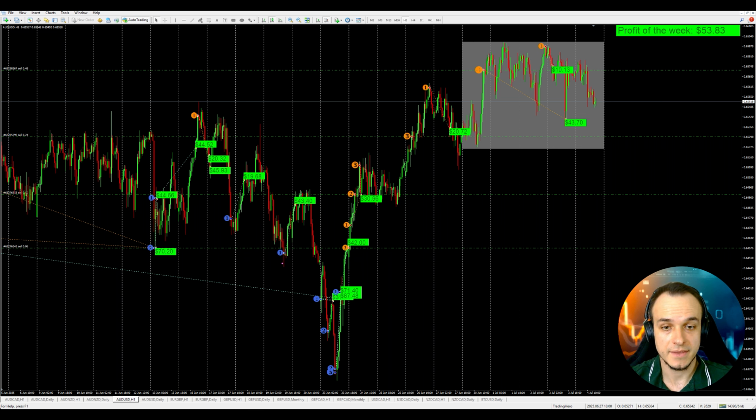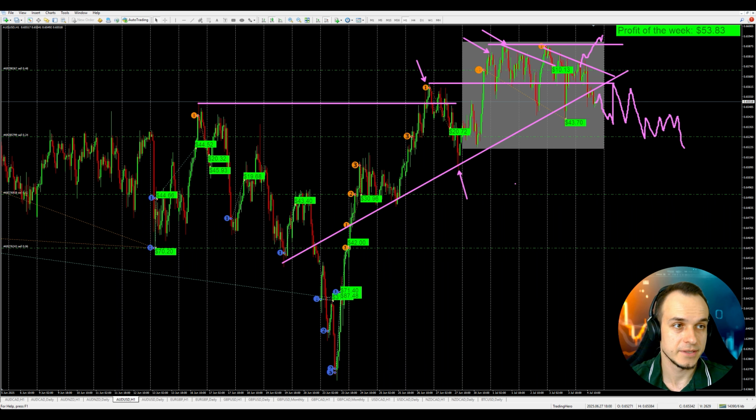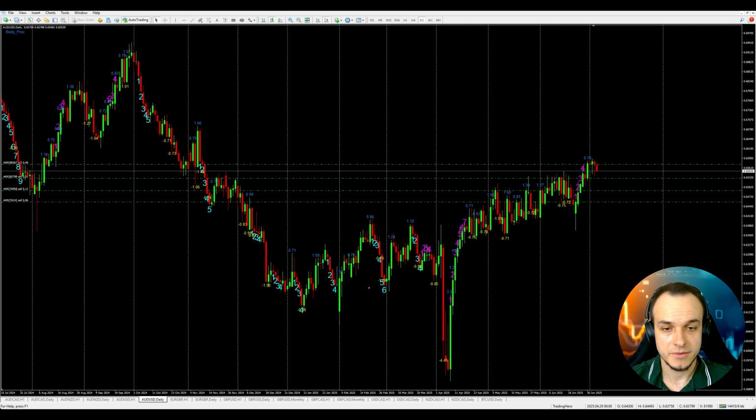As we can see, this upward movement that we saw last week with these rising highs and rising lows actually ended because, despite the fact that we updated new local highs, we didn't manage to go further, and starting from Tuesday we can see that selling impulses began to gain their strength, and I think that this can be the start of a local downward movement. The profit of this week is $53.